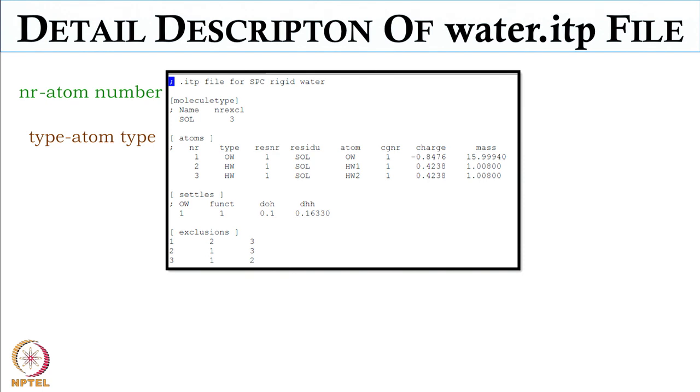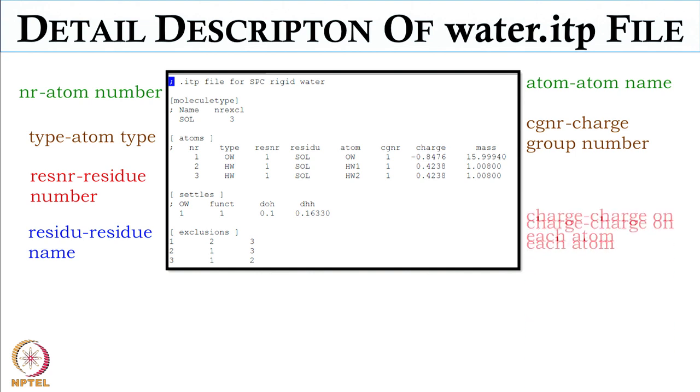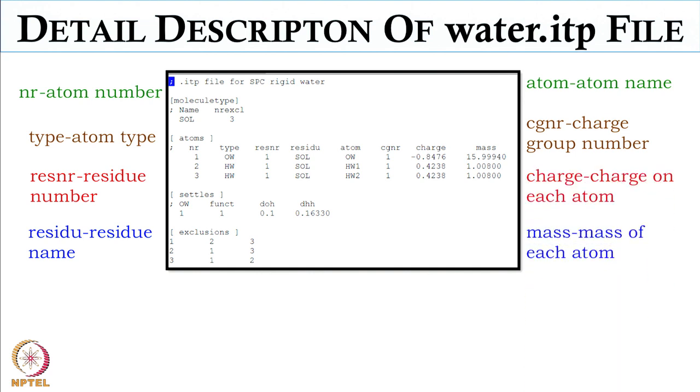Then you have the atom type, since there are 3 atoms: OW, HW and HW. Then there will be the residue number, and then the residue name, which is SOL, solvent. Then there is the atom name: OW, HW1 and HW2. Then there is CGNR, the charge group number, then you have to define the charge, and then the mass of each atom has to be written there, and then there is a function DOH and DHH.